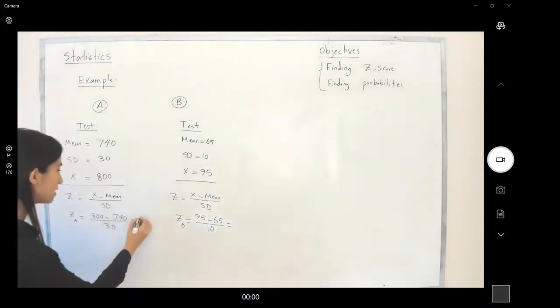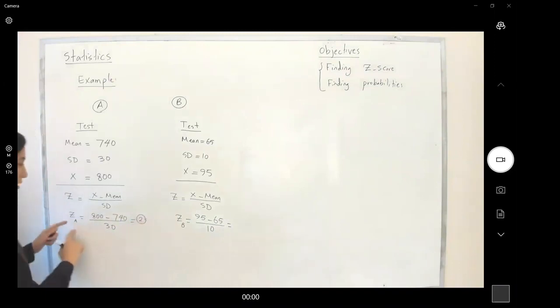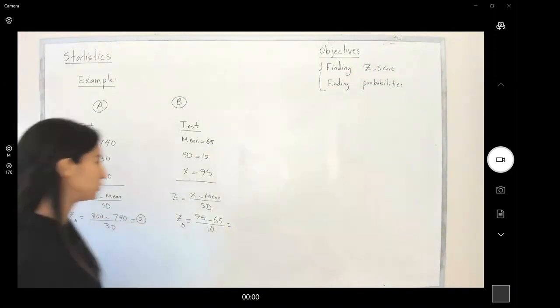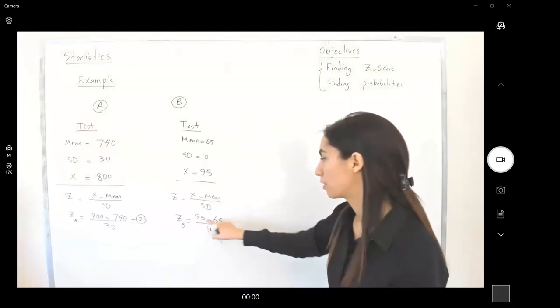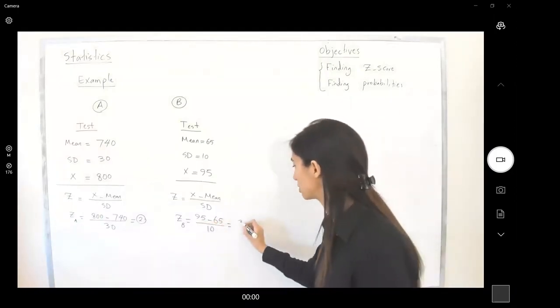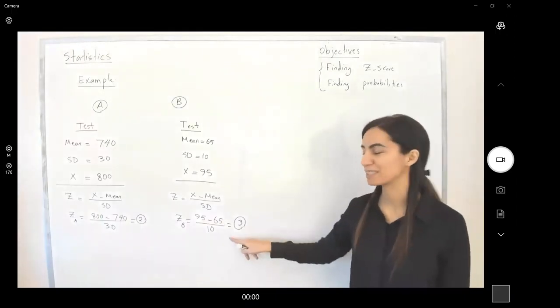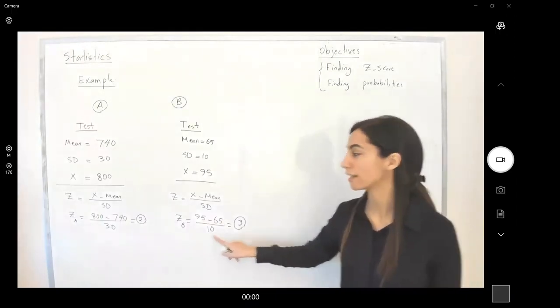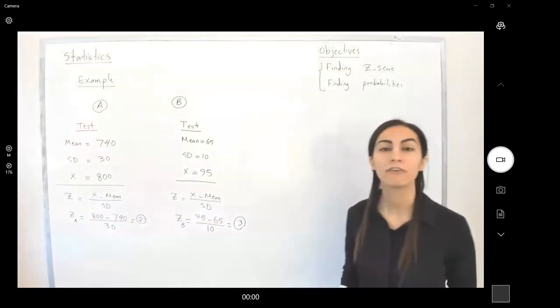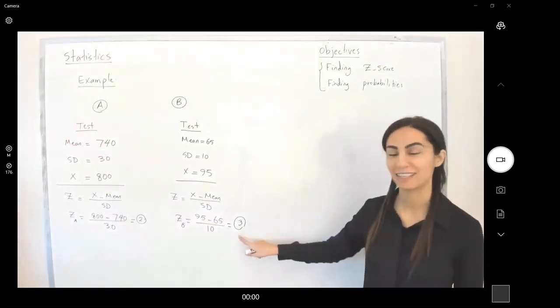So here we have 60 divided by 30, which is 2. The z-score for the first candidate is 2. And here we have 30 divided by 10, which is 3. We say that since the z-score for the second candidate is higher than the z-score for the first candidate, we recommend the second candidate.